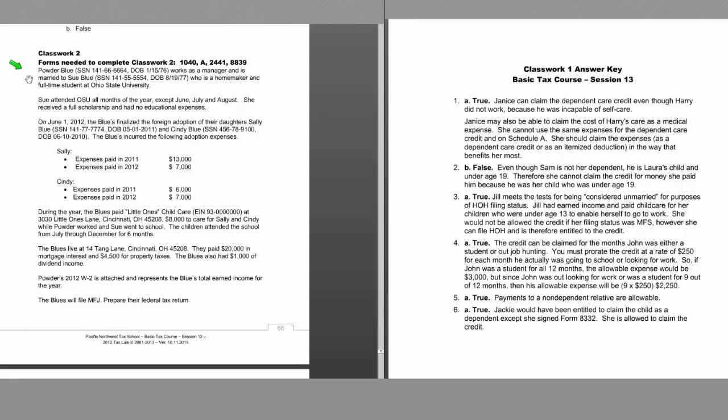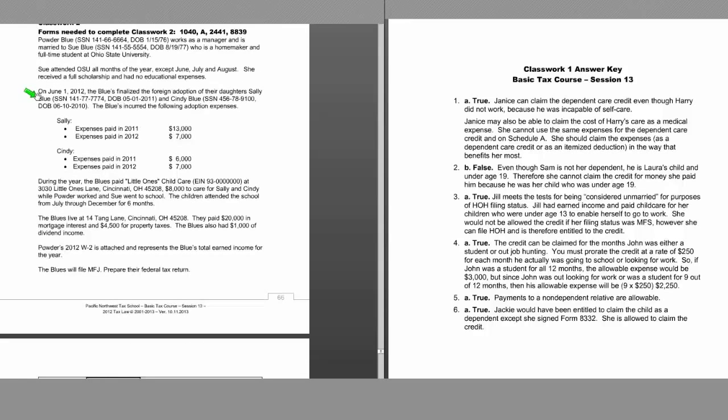Powder works as a manager and is married to Sue Blue, who is a homemaker, but also a full-time student at Ohio State University. Sue attended OSU all months of the year except June, July, and August. She received a full scholarship and had no educational expenses. On June 1 of 2012, the Blues finalized the adoption of their daughters, Sally Blue and Cindy Blue.